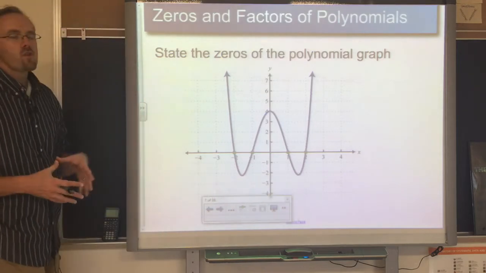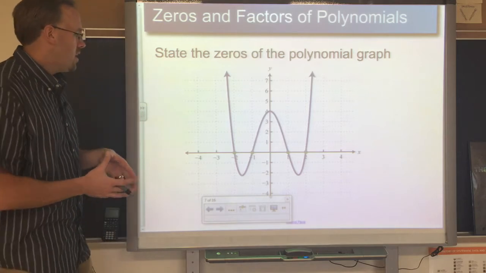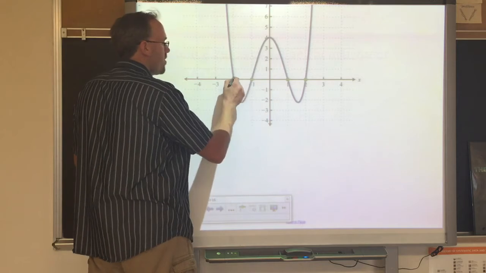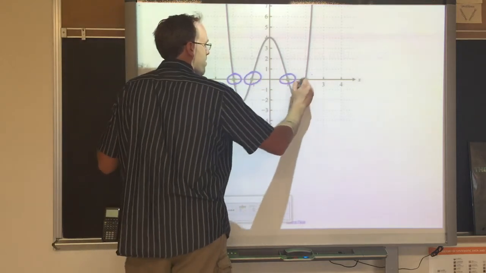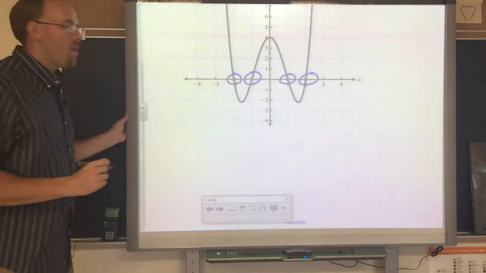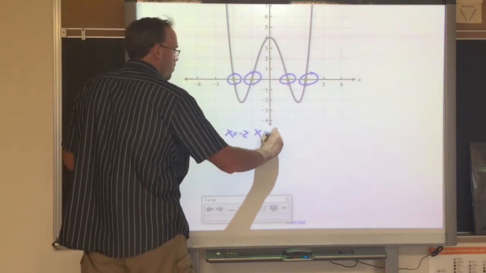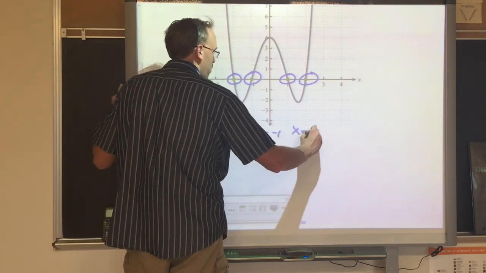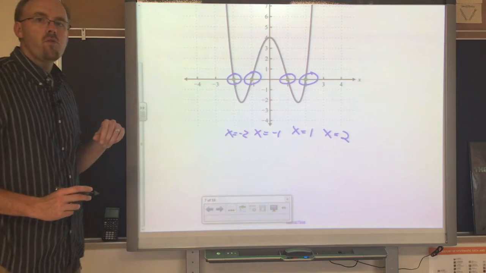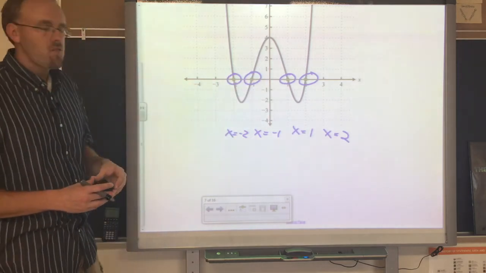Now here we're given the graph of a polynomial, and we want to identify what the zeros are. The zeros are the x values of any point that hits the x-axis. So in this case we have 4 values, so we have 4 zeros. x equals negative 2, x equals negative 1, x equals 1, and x equals 2. Those are the 4 zeros. Those are the x values when the graph hits the x-axis.